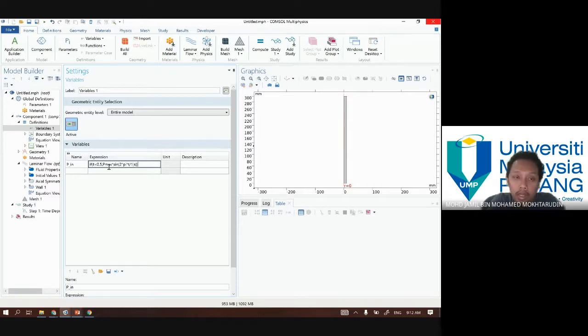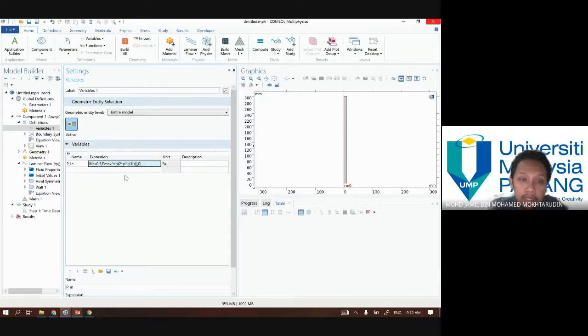So when t is less than 0.5, then P inlet equals P max times sine of 2 pi t divided by 1 second. The divided by 1 second is to make sure that the value inside the bracket has no unit. Because time here has a unit second, we remove the unit by dividing by 1 second. And then if time is not less than 0.5, then P inlet equals 0.